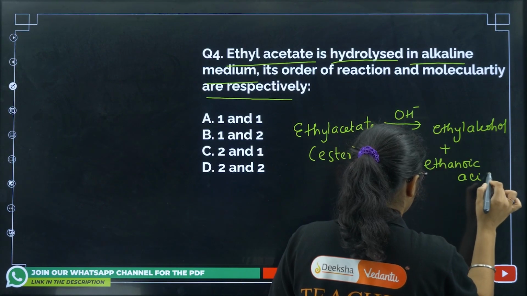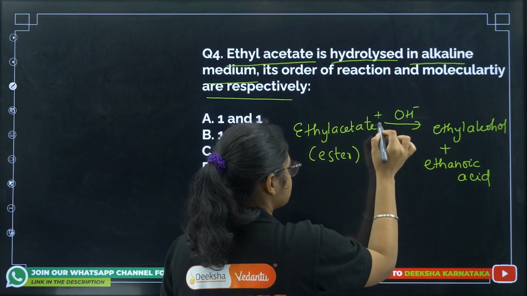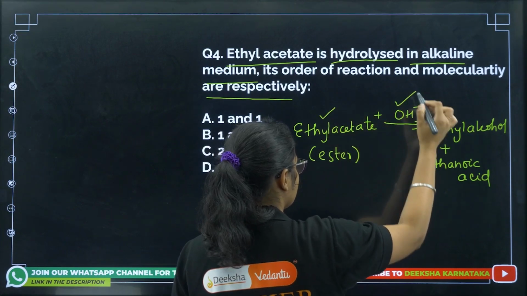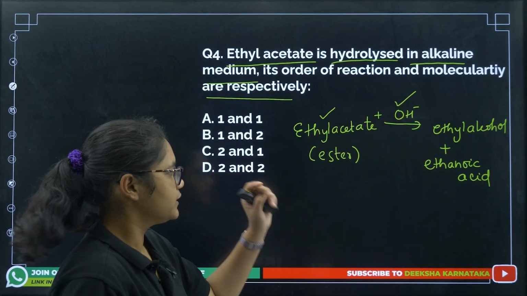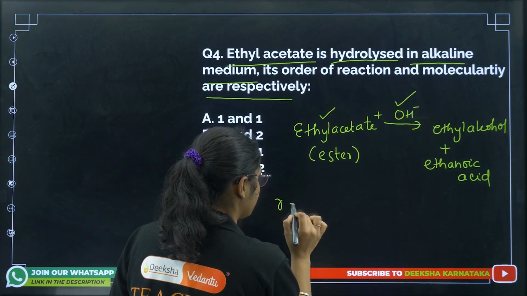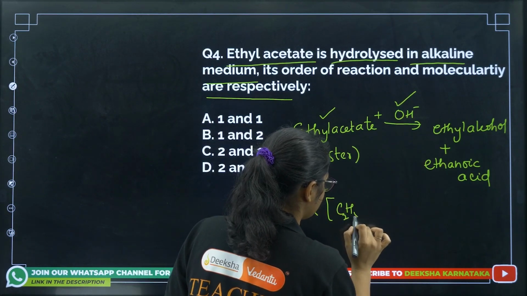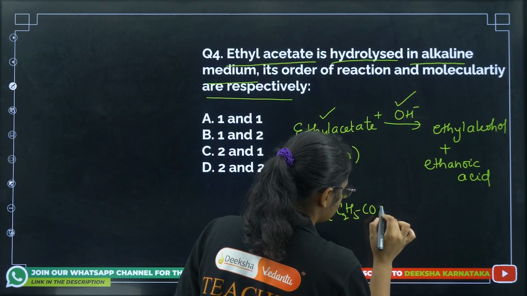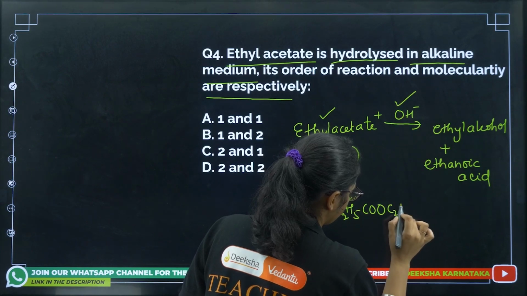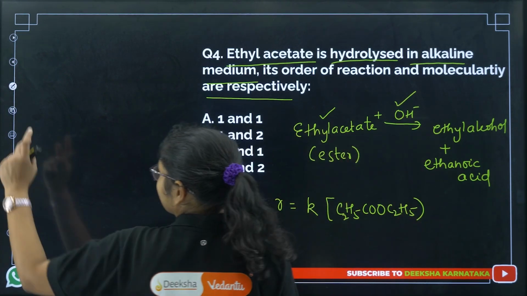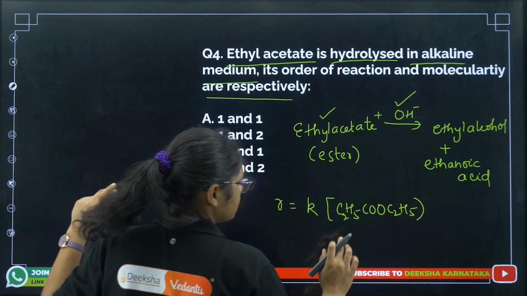So this is the reaction between ethyl acetate and the base. Here I can write the rate: rate is equal to K into the concentration of ethyl acetate, CH3COOC2H5. Sorry, I wrote the formula wrong here, one second.